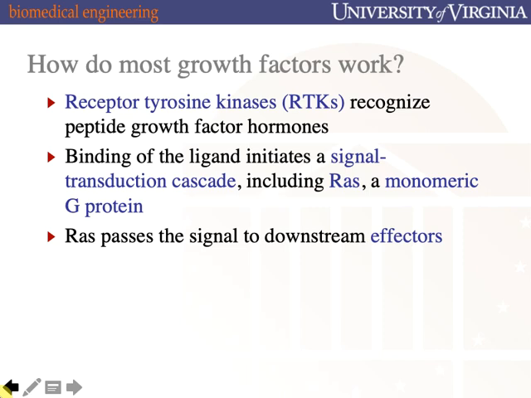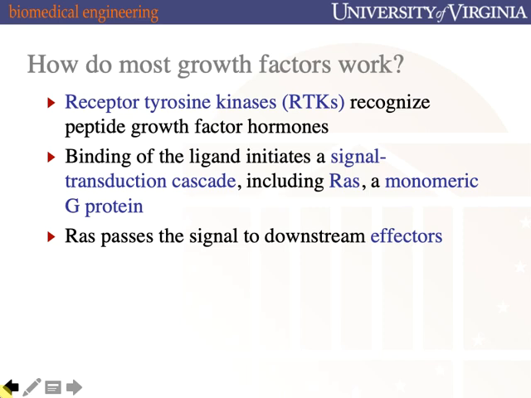These are transmembrane receptors that recognize the growth factor as a ligand outside the cells. And they're called receptor tyrosine kinases because they have a tyrosine kinase domain and enzymatic activity on the cytoplasmic side of the RTK that is crucial for transmitting or transducing the signal from outside the cell to inside. I'll show this in cartoon form in a moment.